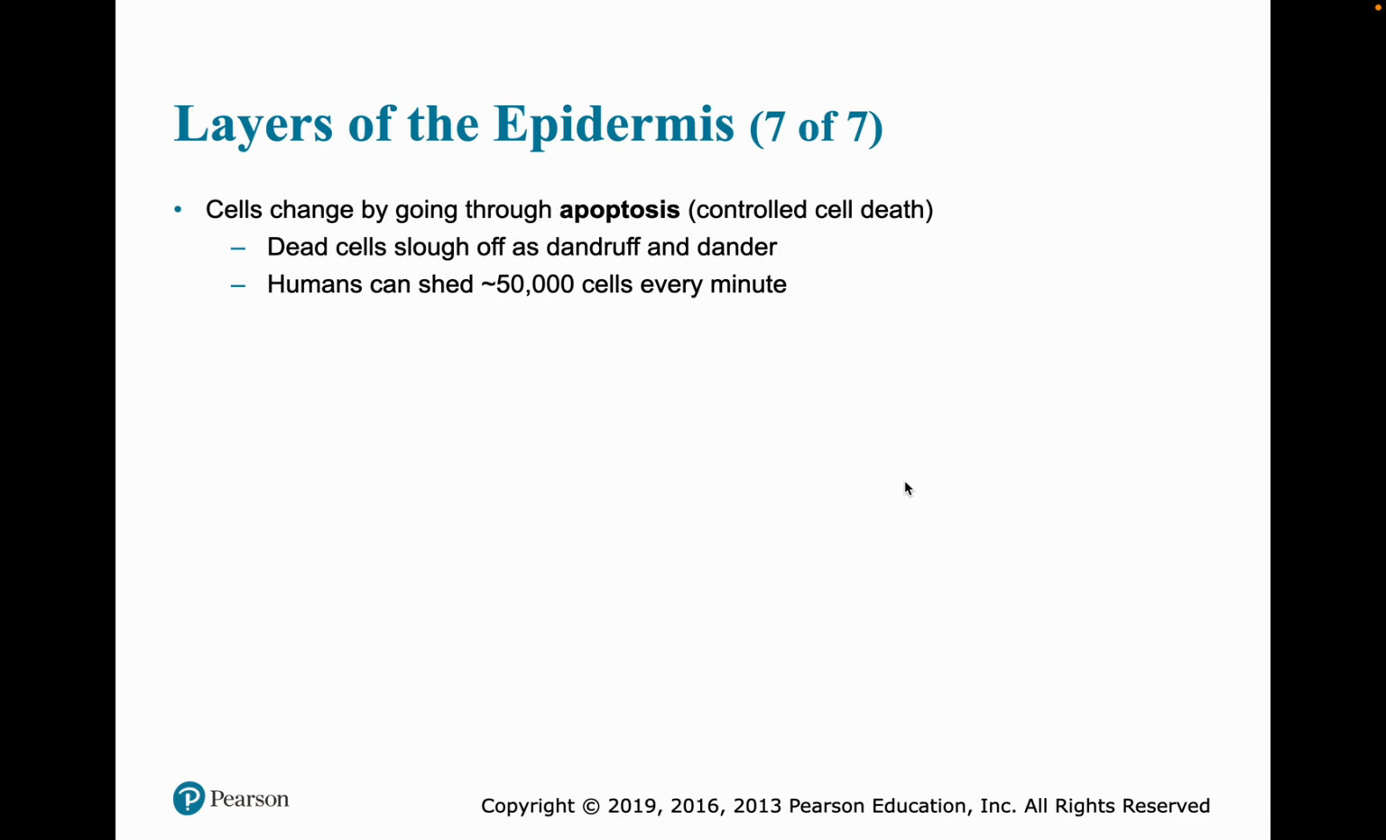The cells change by going through apoptosis, so those dead cells slough off and become what we would refer to as dander or dandruff, and we shed about 50,000 cells every minute. I think I said 40,000 every hour a little while ago. We shed a lot of cells over the course of a day.